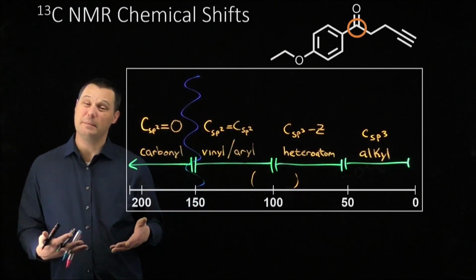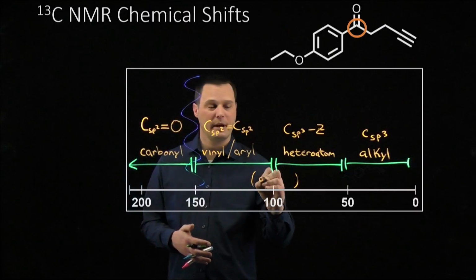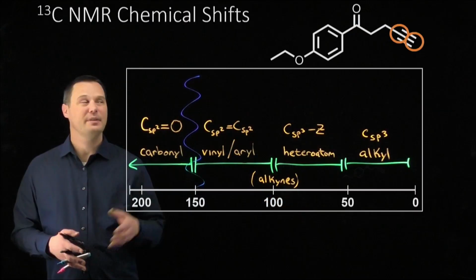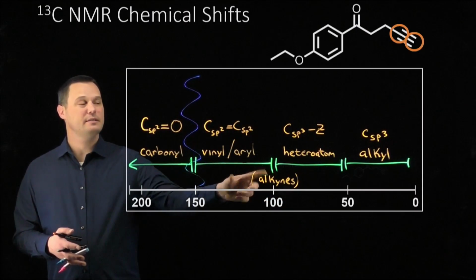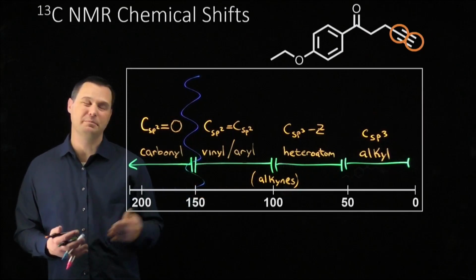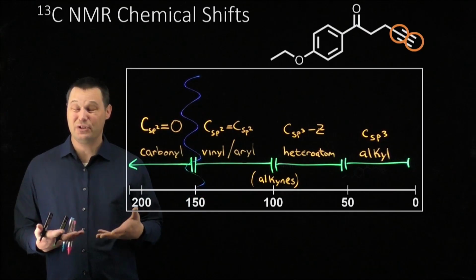The last fifth region that I hinted to earlier tends to settle around 100 parts per million or so. We don't see these types of signals very often, but these are for sp hybridized carbons, alkynes. The carbons of an alkyne, sp hybridized, tend to be around 100 parts per million, maybe a little bit more upfield. That's actually kind of annoying.